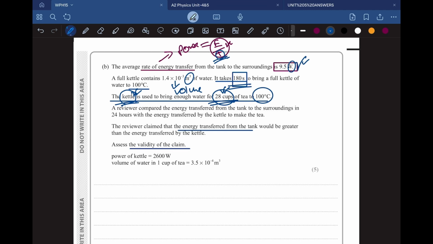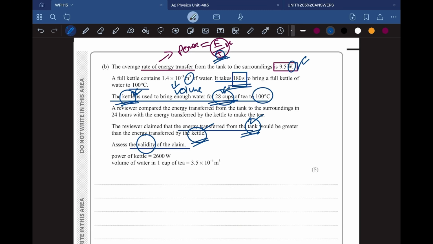To assess the validity of the claim, as they are saying that the energy transferred from the tank is greater than the kettle, we'll have to figure out both the energy transfers. We'll have to figure out the energy transfer of the tank as well as the energy transfer of the kettle. If we can figure that out, then we can say whether the tank is actually greater than the kettle. This is how we'll be able to validate the claim. So now let's use all the data provided and figure out the energy transfer of the tank and then the energy transfer of the kettle.